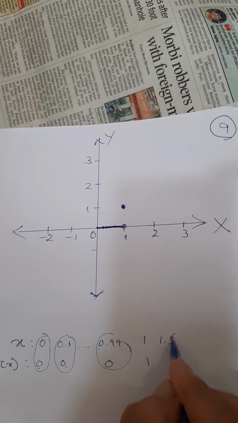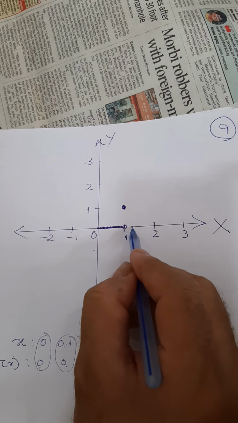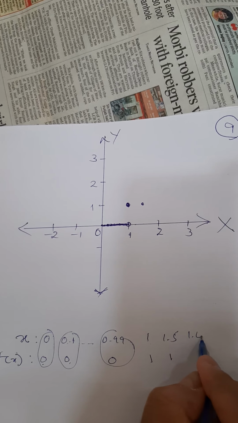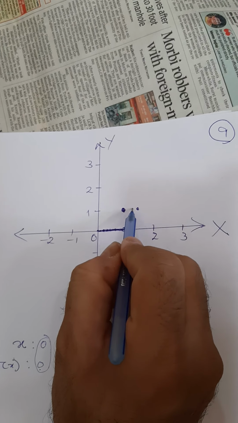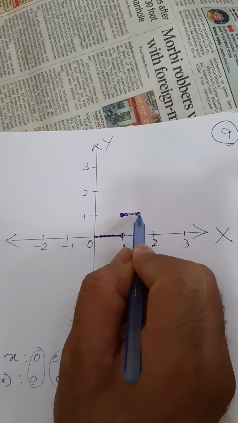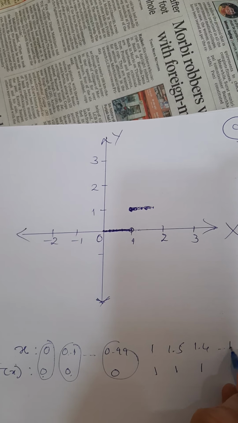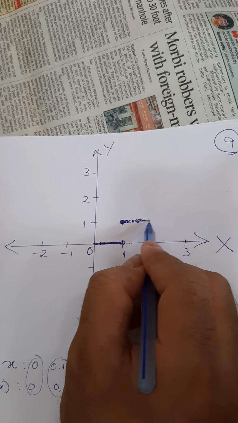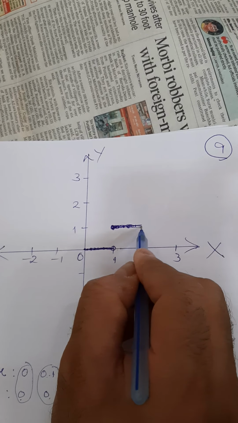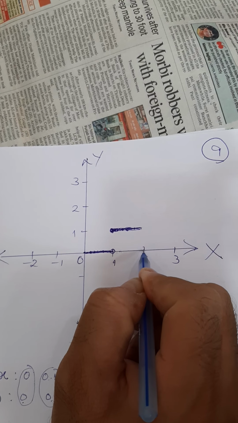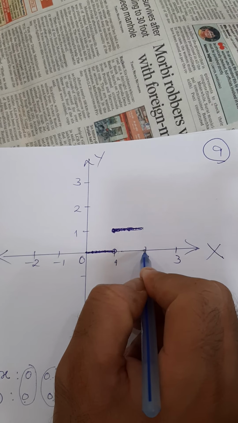If I take 1.5, the answer will be 1. If I take 1.4, the value will be 1. 1.1, this value. All these values will be there. Till which number? Till 1.999, for example. Again 1. So this is a strip. This is still 1.99. As soon as I take 2, then f of 2 is 2.